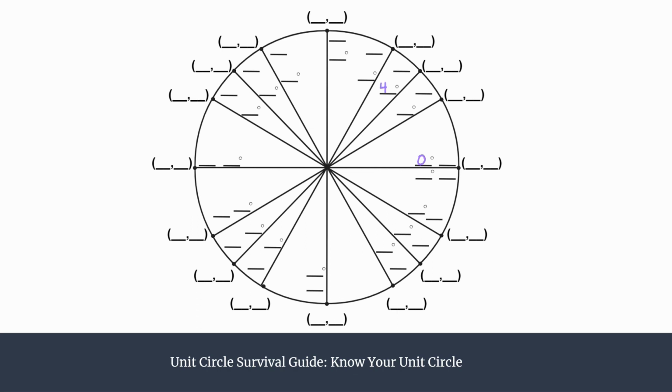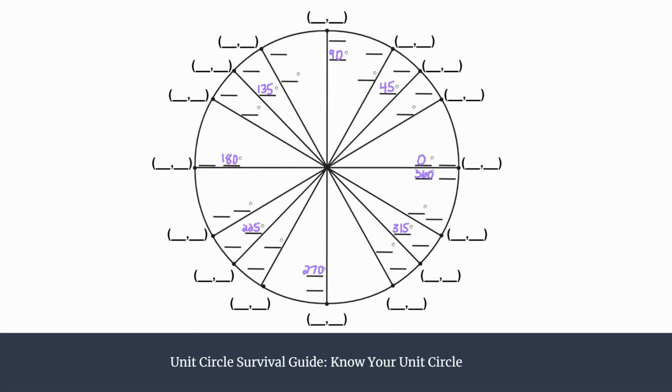0, 45, 90, 135, so just adding 45 to the previous, 180, 225, 270, 315, and of course 360. Now we'll fill in the missing blanks, counting by 30s.